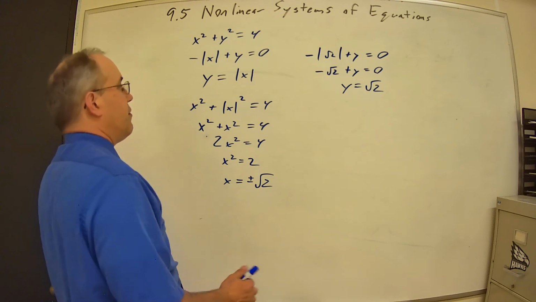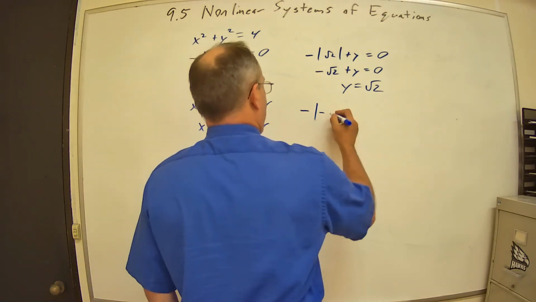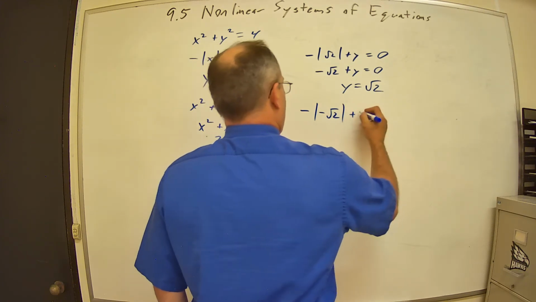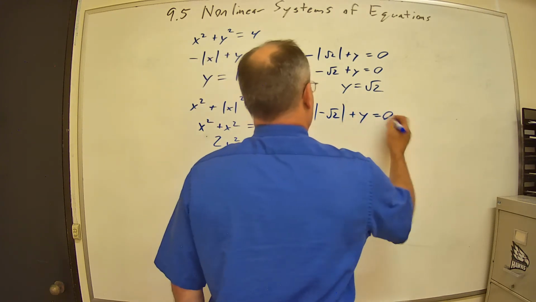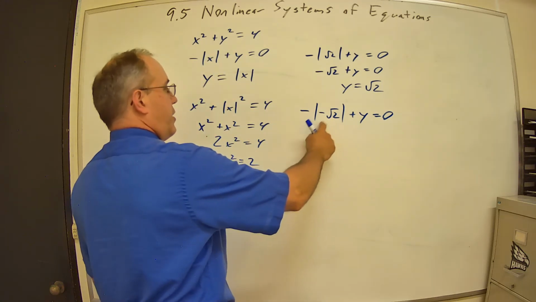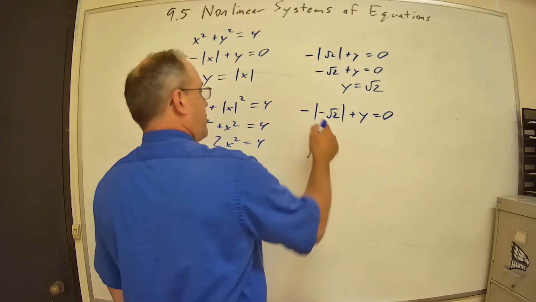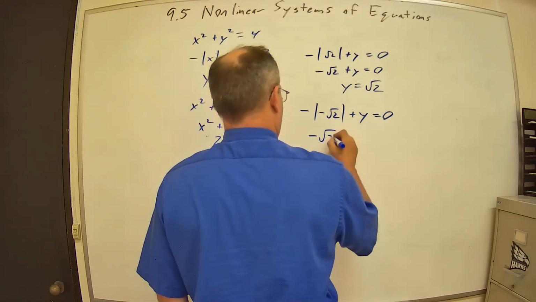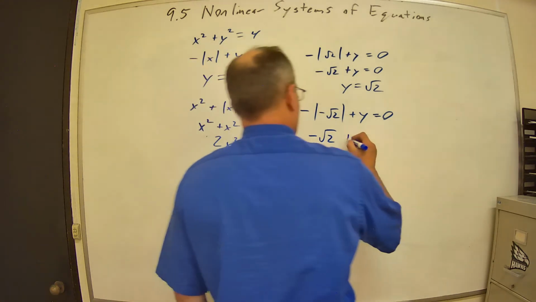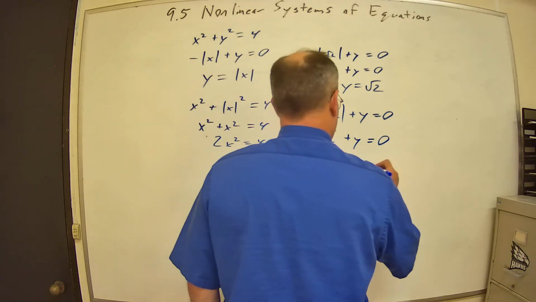So what happens if x is equal to negative square root of 2? So we have negative absolute value of negative square root of 2 plus y is equal to 0. The absolute value of the negative square root of 2 is the square root of 2. The negation of that is negative square root of 2 plus y is equal to 0. Y is equal to the square root of 2.